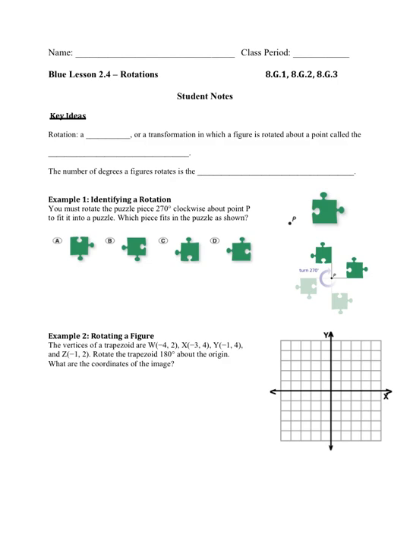So first, a rotation is a turn or a transformation in which a figure is rotated about a point called the center of rotation. The number of degrees that a figure rotates is called the angle of rotation.